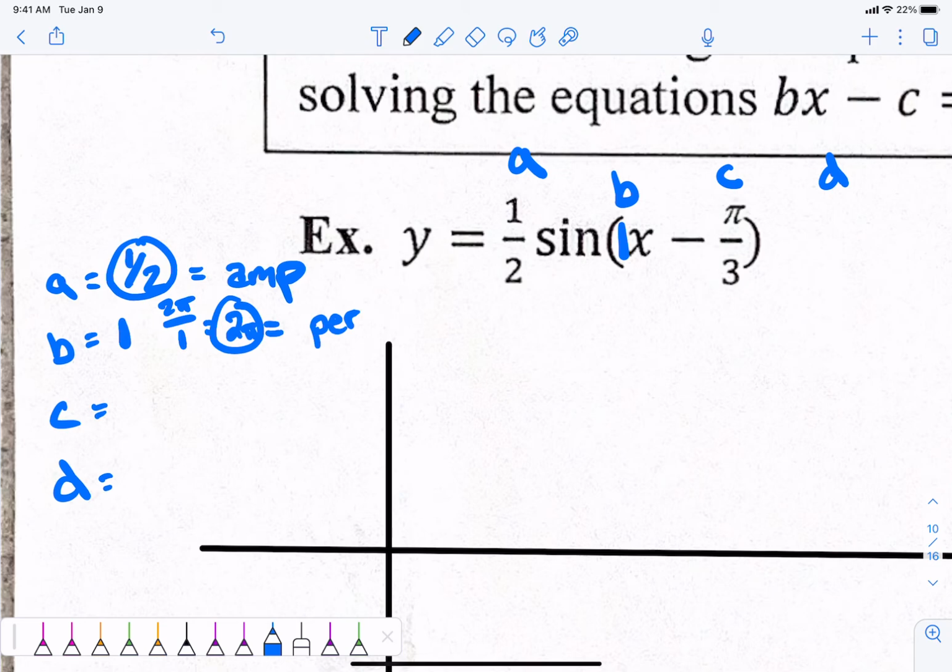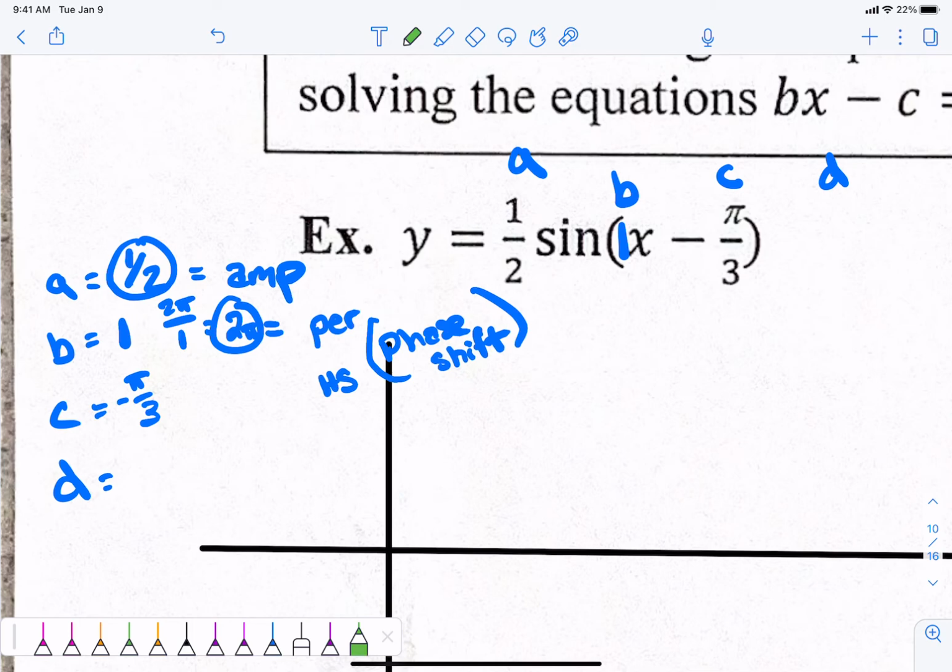Okay. C is negative pi over 3, and that's going to tell me my horizontal shift. Sometimes they will call this the phase shift. I want to bring that to your attention. If they say phase shift in the book, that just means horizontal shift. To do that, I have to do negative C over B.